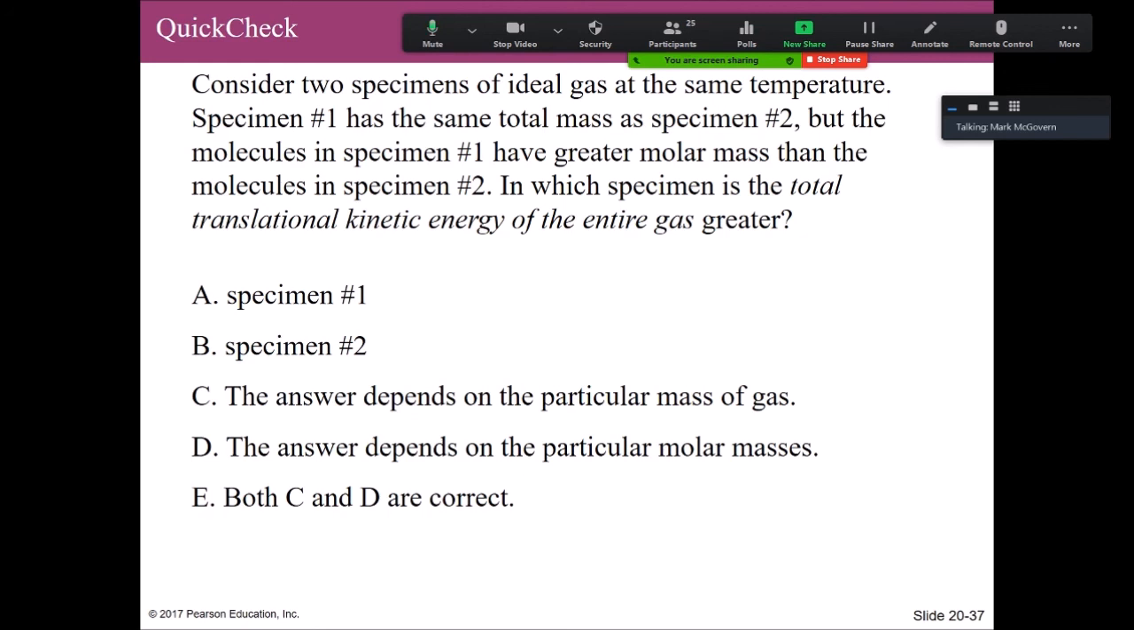All right, so we have 2 specimens of an ideal gas at the same temperature. Specimen 1 has the same total mass as specimen 2. But the molecules in specimen 1 have a greater molar mass. So that means the number of moles is different. If we have the same mass, that's fine, but the molar mass is different, which means the number of molecules is different. In which specimen is the total translational kinetic energy of the entire gas greater? The idea here is you have to think about which actually has more moles.